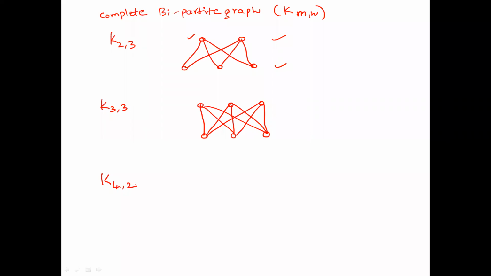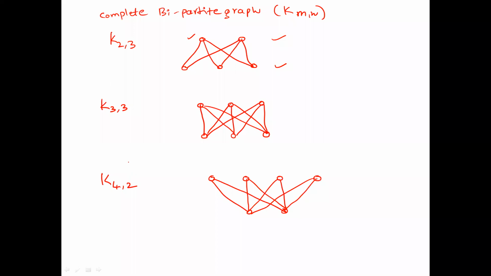Let's say K4,2. That means the first group contains 4 vertices, and the second group contains 2 vertices. Now this is adjacent to the 2 in the second group. The second one is also adjacent to the 2. The third also adjacent to 2. So this is K4,2. We call them complete bipartite graph 4,2.